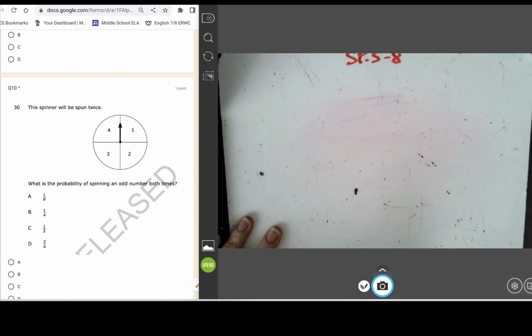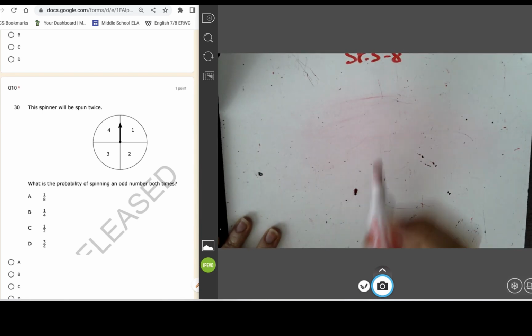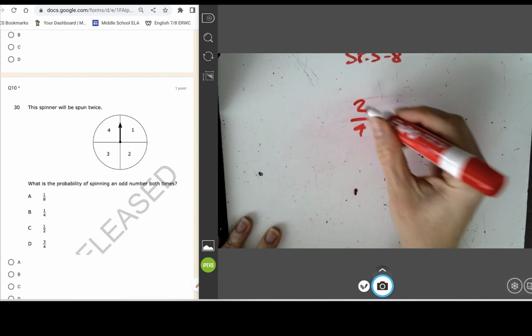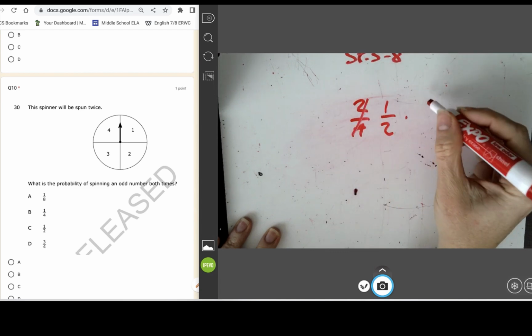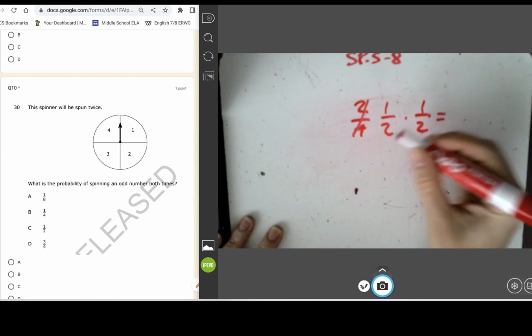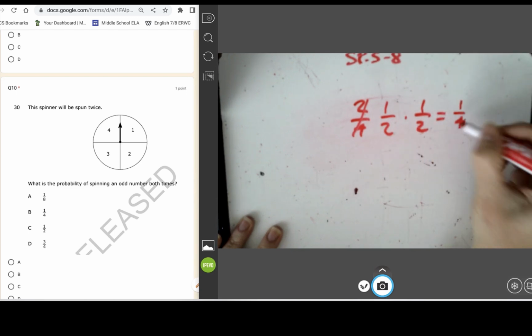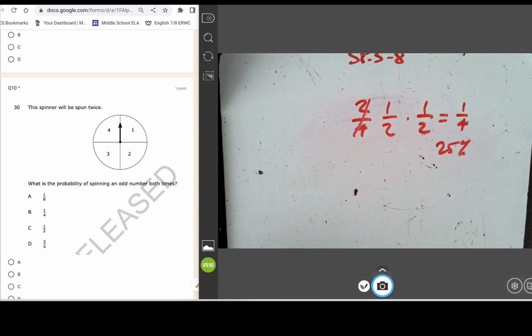And finally, a spinner is spun twice. The probability of spinning an odd number both times. So it's 2 out of 4 or 1/2 each time, which would give me half of a half is 1 in 4 or 25%. So make sure you explain what you did wrong and why the answer is correct and include your work to get credit for the revisions.